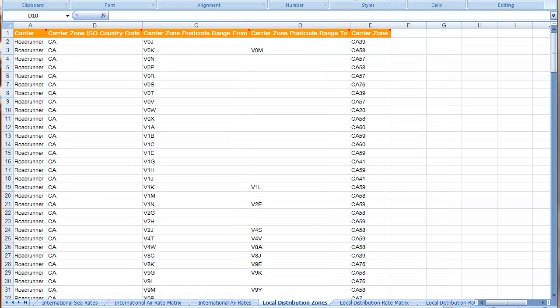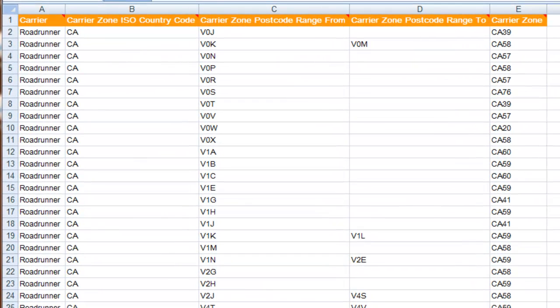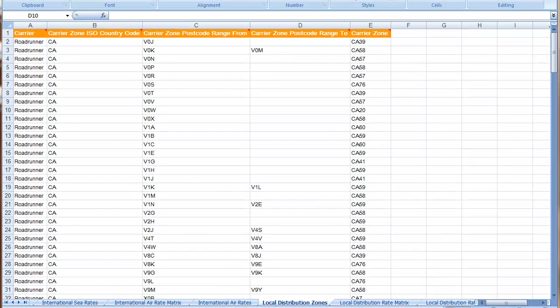Local distribution rates enable OC to calculate the local distribution fees. OC uses the local distribution zones gene to determine the origin and destination zone based on the origin postcode, that is the postcode of the distributing facility, and the destination postcode, that is in the transfer or sales order.